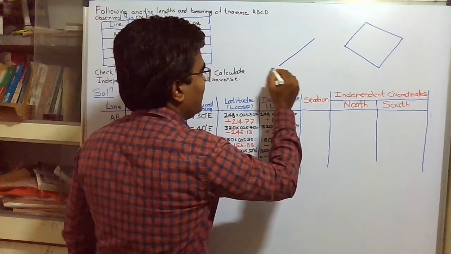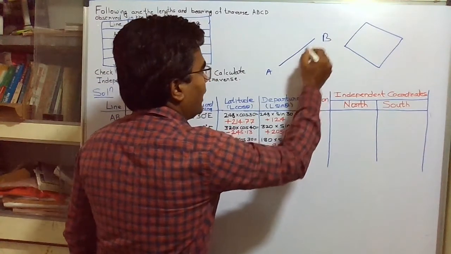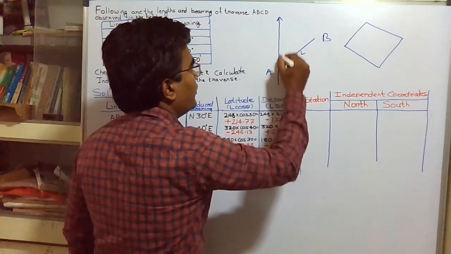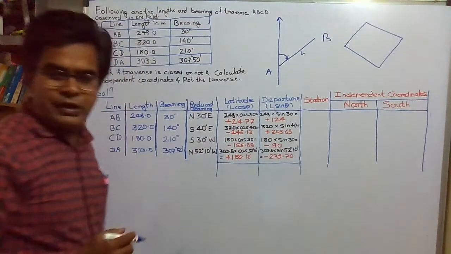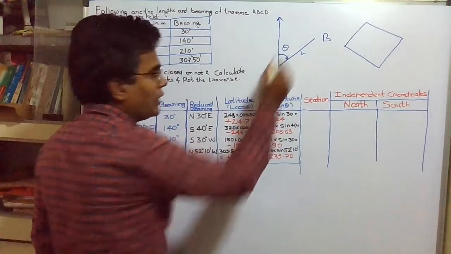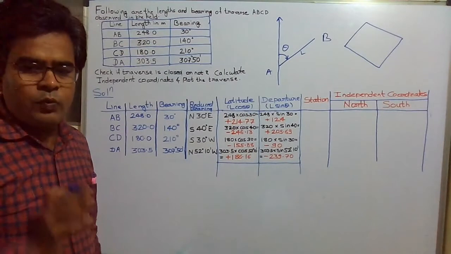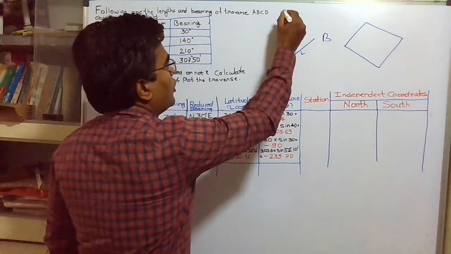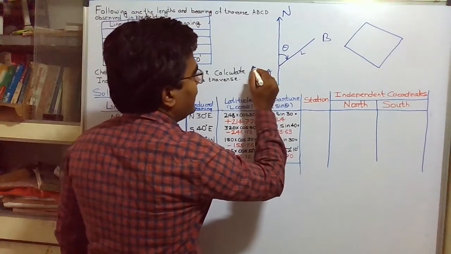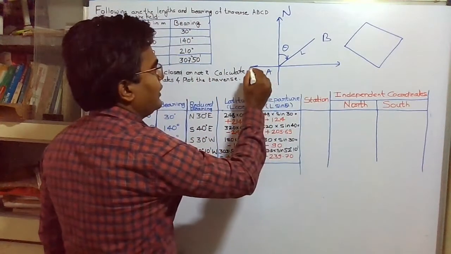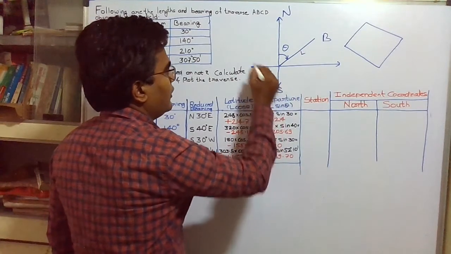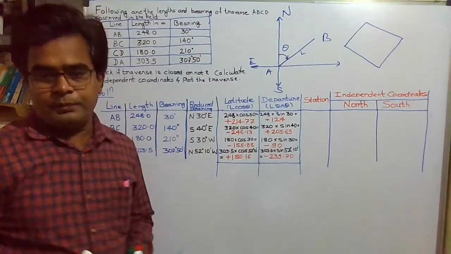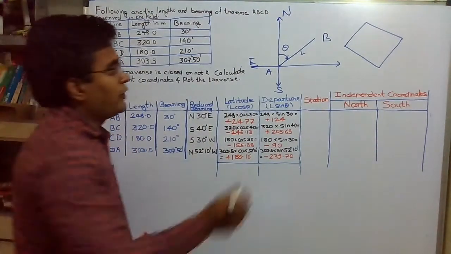Suppose this is line AB, having a certain length and angle, that is, its reference bearing is theta. Just keep in mind what we are actually doing. What are latitude and departure? Its length along north, and its north south.